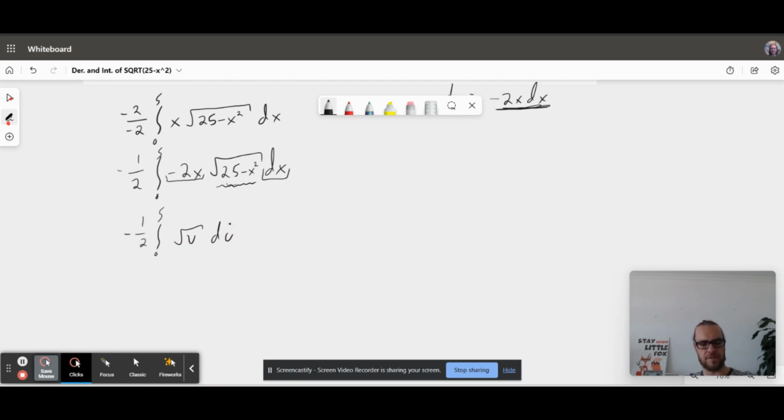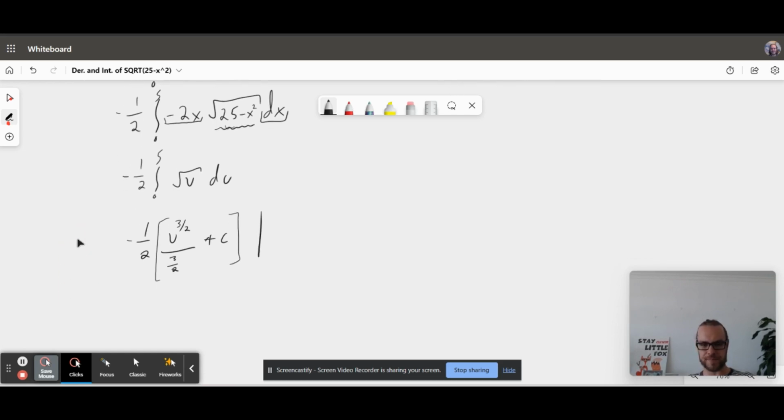This, of course, is much easier for us to integrate, and so we're going to get the negative 1/2 out front, and the integration of this is simply going to be u to the 3/2 divided by 3/2 plus c. And then, of course, we would end up evaluating this, not actually from 0 to 5. We should manipulate these. I'm going to leave it the first time because I'm going to substitute back in. The other option is to change our bounds. I will do it that way afterwards if you'd like to see it done that way.